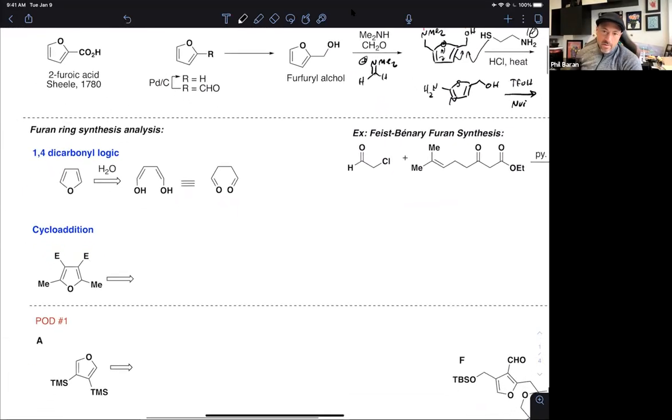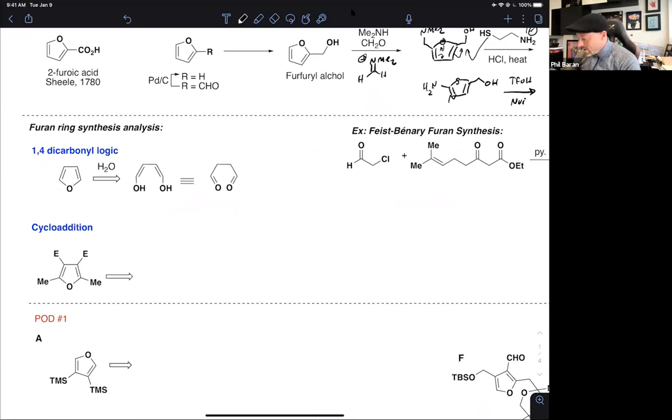So how do you make furans? That's a little bit of substitution. How do you make them? Not surprisingly, just like pyrroles, it's all about 1,4-dicarbonyl logic.